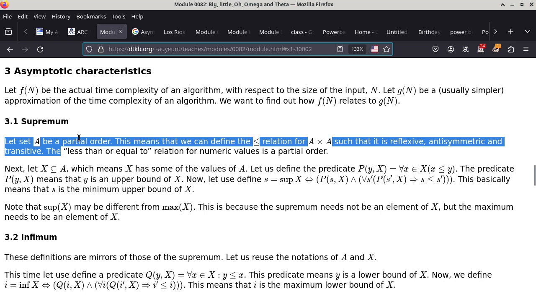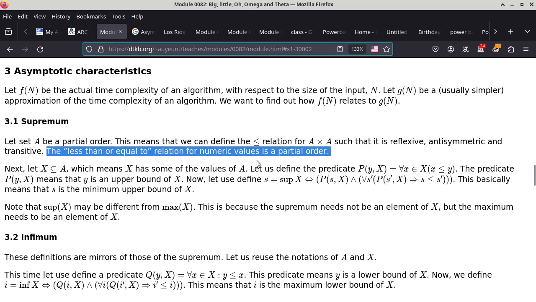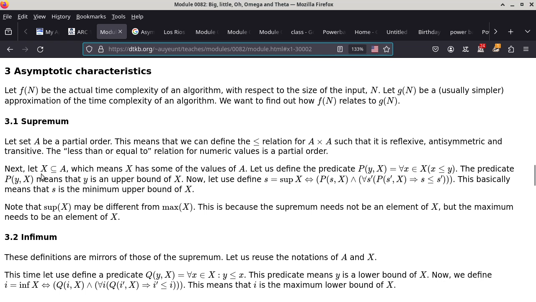So the relation less than or equal to that we are familiar with is partially ordered over numbers of any kind. And now we define a subset X of A. That means X has some of the values of A. It can be the entire A, doesn't matter. And then we'll define the predicate P of Y, X. It is equal to the following.